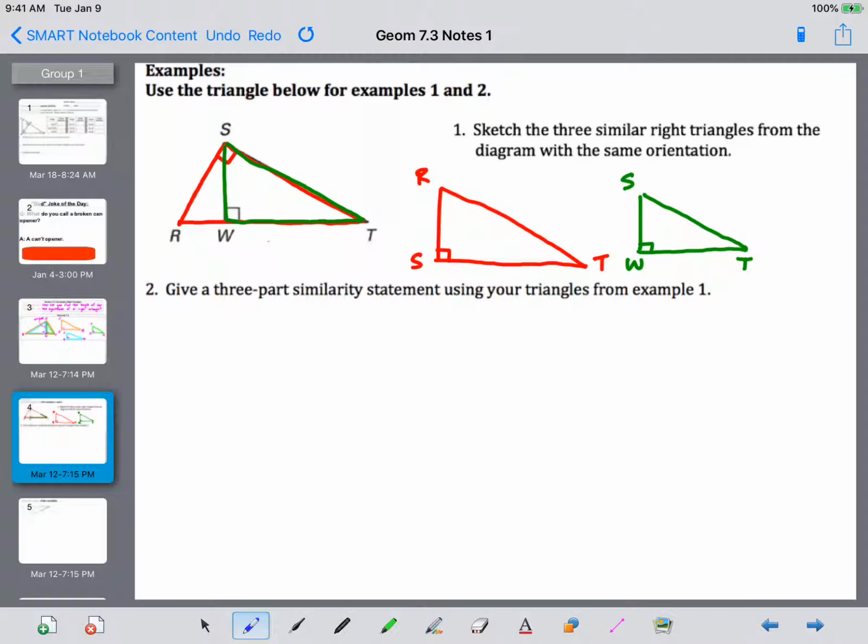And last but not least, we have this little triangle on the left. Our right angle is still at W, and this one we're going to tip over so that RW is on the side. So the right angle is at W, above it we have R, and over here we have S. Again, it turns out these three triangles are all similar.